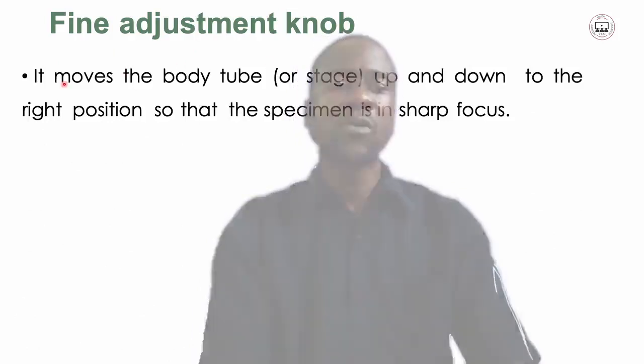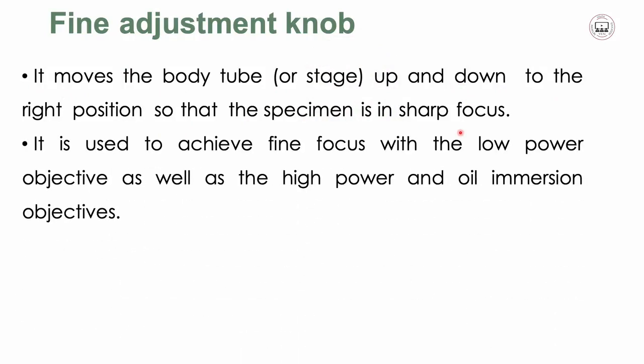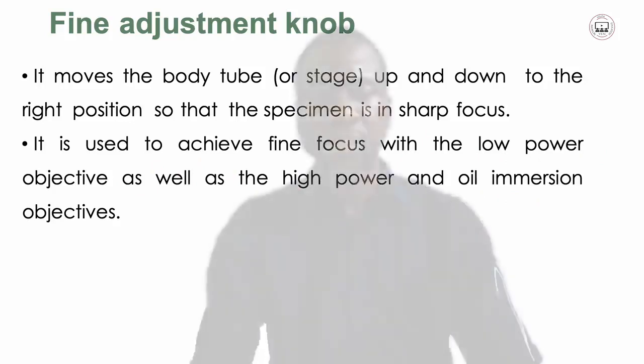The fine adjustment knob moves the body tube up and down to the right position so that the specimen is in sharp focus. It is used to achieve fine focus with the low power objective as well as the high power and oil immersion objectives.